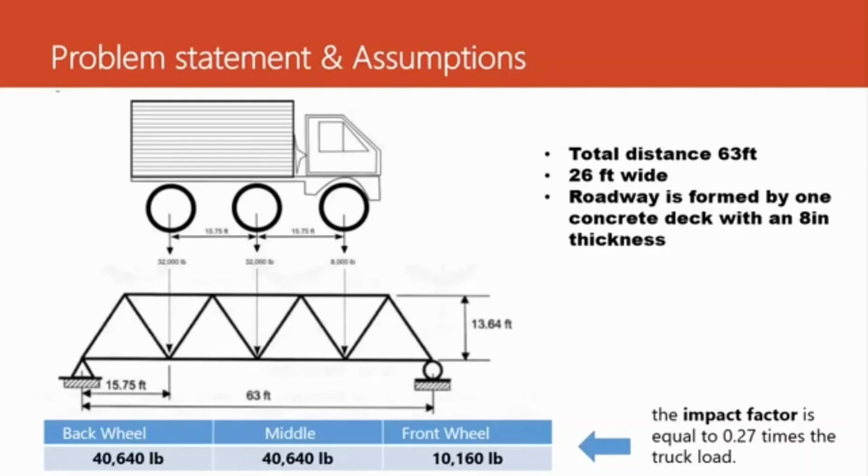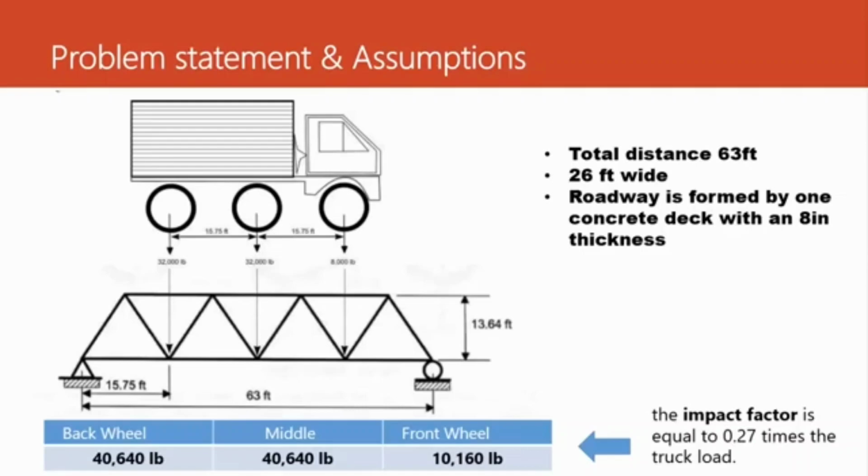We have chosen the topic of SAP as a software, and in SAP we have to design the Warren Truss. For the Warren Truss, we have a scenario that it has been designed for a truck having different loadings at different positions. As in the figure, you can see that the span length of the truss is 63 feet and it has a height of 13.64 feet.